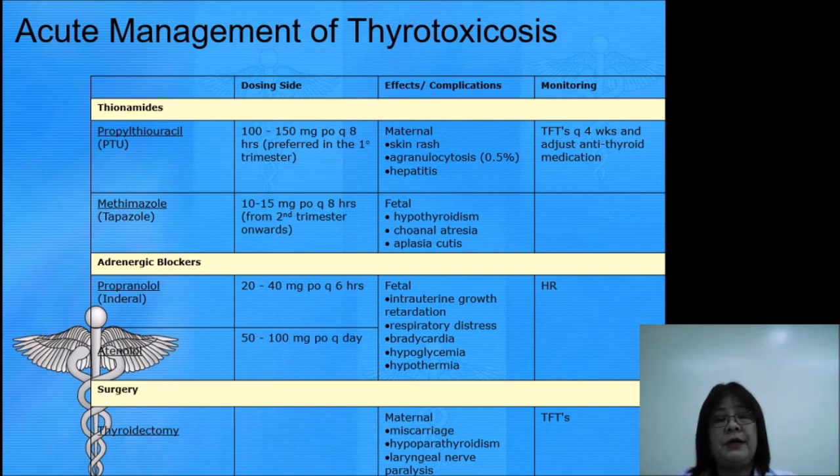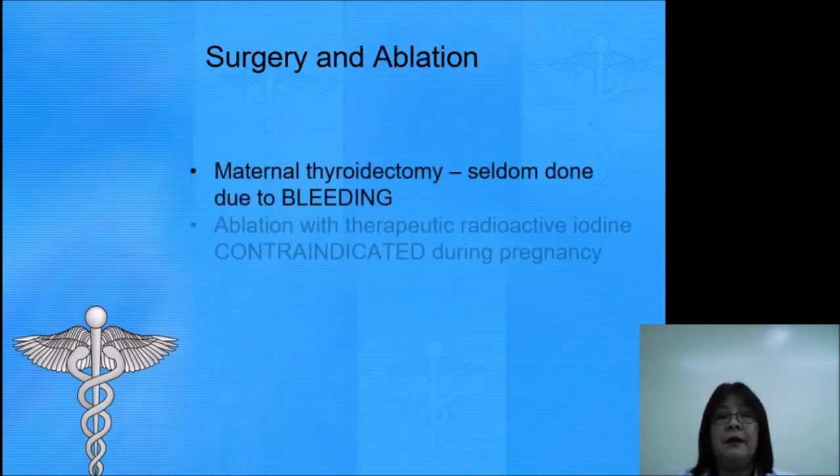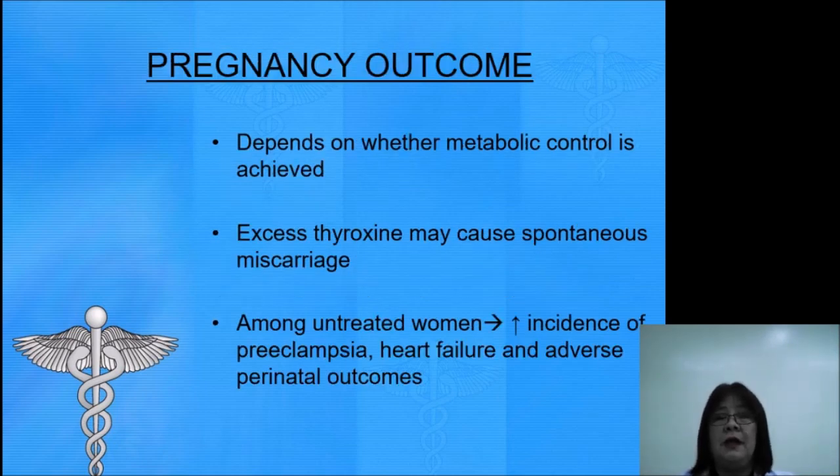How about surgery? Thyroidectomy during pregnancy is not recommended because it is associated with miscarriage, hypoparathyroidism, laryngeal nerve paralysis, and usually severe bleeding. So it is seldom done. How about ablation with radioactive iodine? It is contraindicated during pregnancy because it is teratogenic.